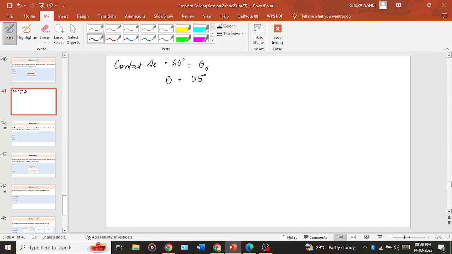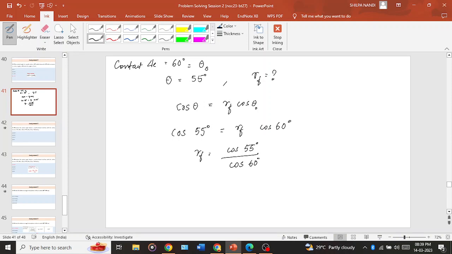So we already have the theta naught and the theta, and we just have to find out what is RF, and we have to use the Wenzel equation. What is the Wenzel equation? Cos theta is equal to RF cos theta naught. Just when you put cos theta, that is cos 55 degrees, is equal to RF, and cos theta naught is how much? 60 degree. So RF would come as cos 55 degree divided by cos 60.